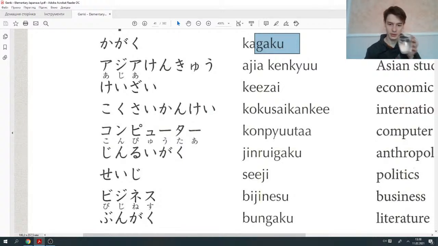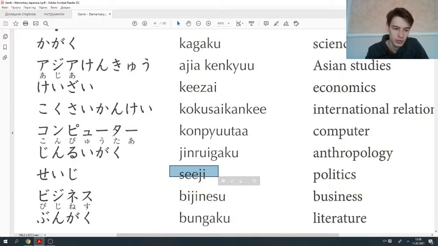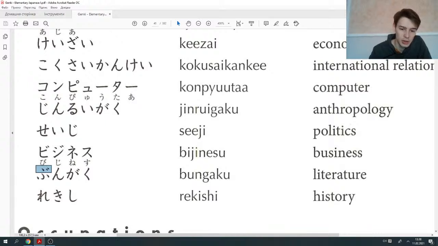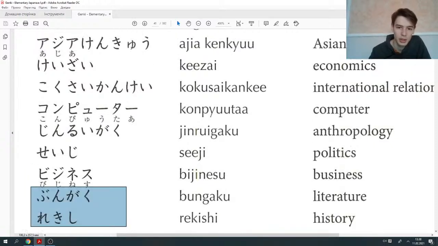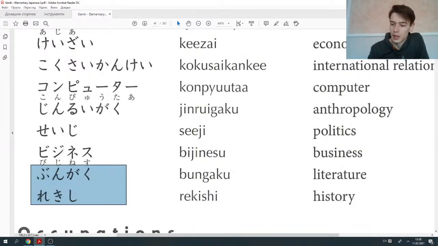Seiji, which means politics. Seiji. So keizai and seiji. Bijinesu, business. Quite clear. Bungaku, sorry, not fu, but bungaku. Rekishi, history. So for me, I think bungaku, rekishi, then seiji, keizai, Asia kenkyu is also quite important. We can learn that.